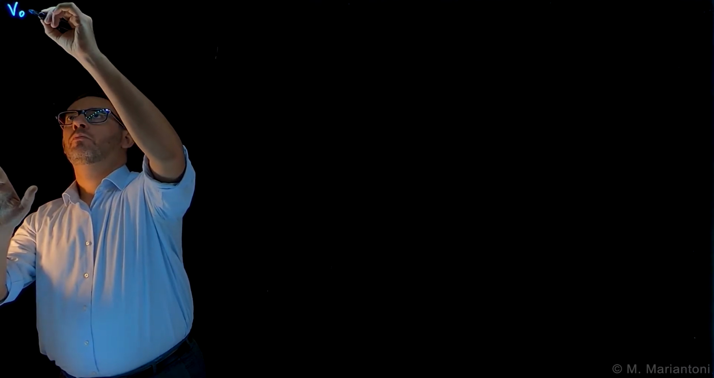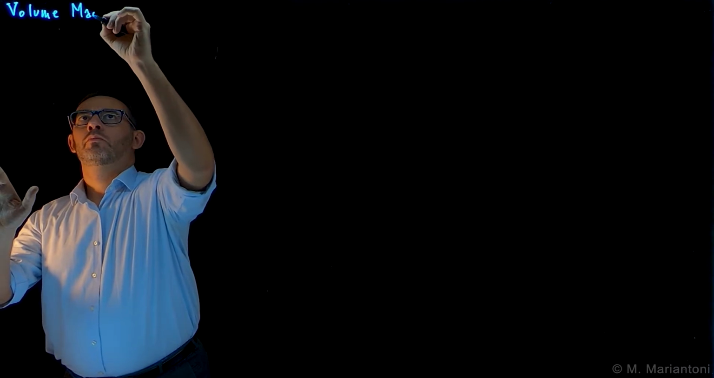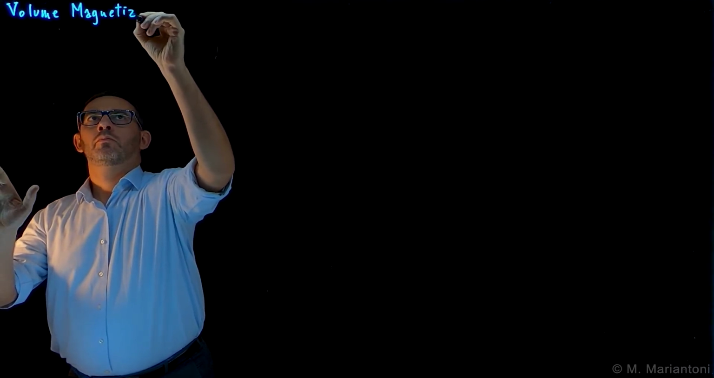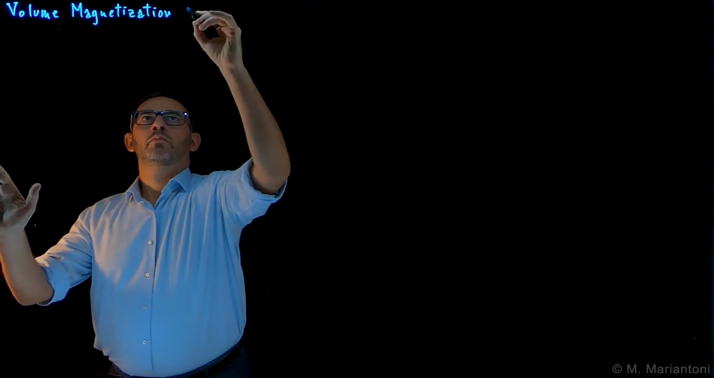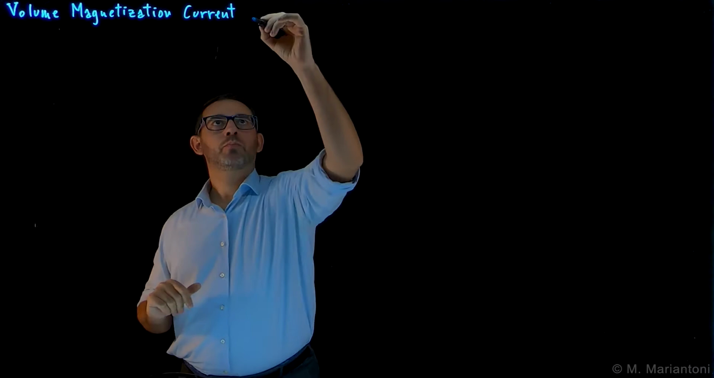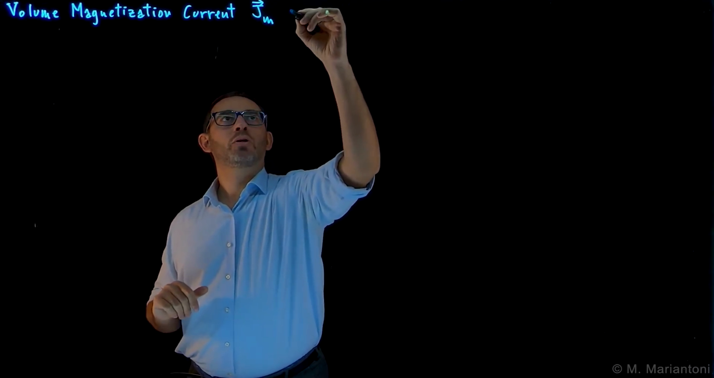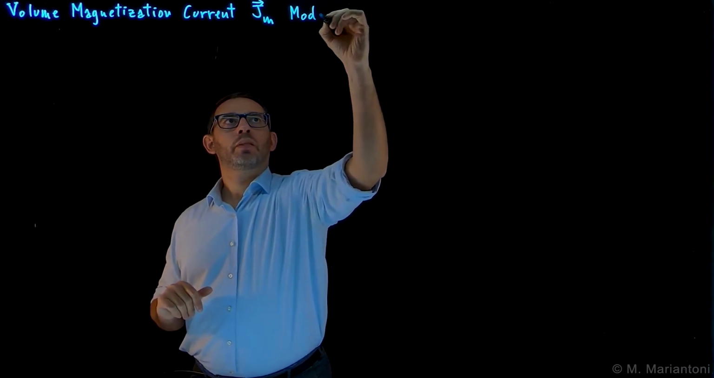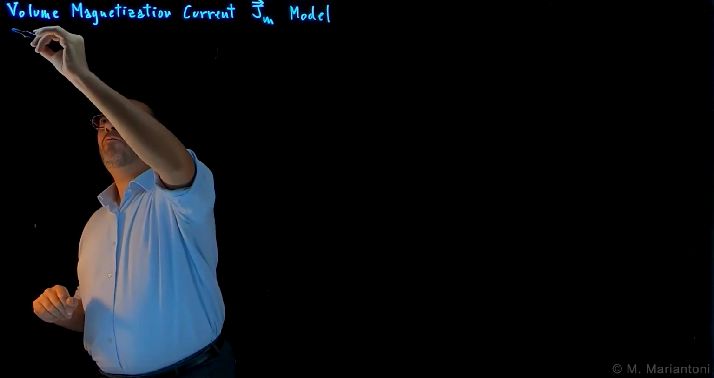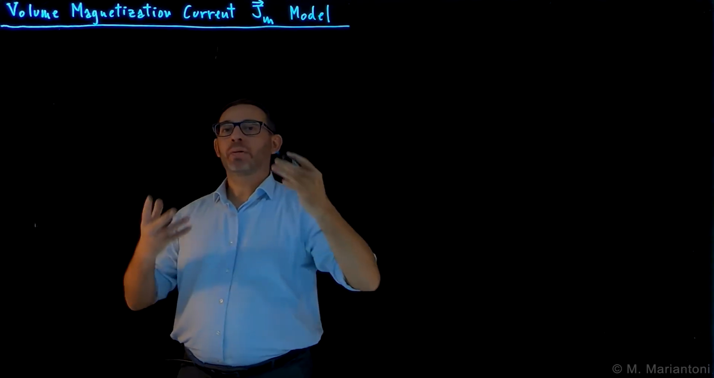The name of this video is Volume Magnetization Current vector Jm model. That is, in this video, we are going to introduce a very powerful model to understand the properties of capital M by means of Jm.